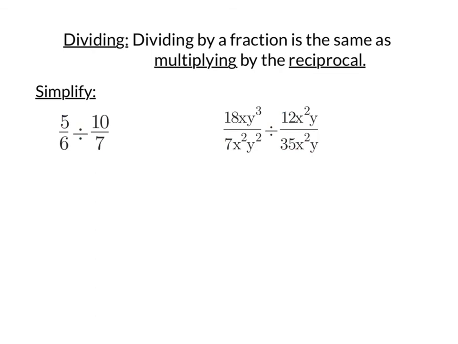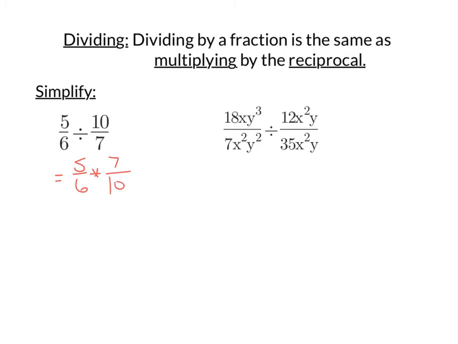When it comes to dividing rational expressions, think about what you would do if they were fractions. What we remember is that dividing by a fraction is the same as multiplying by its reciprocal. So if I started off with 5/6 divided by 10/7, I would keep the first fraction the same and multiply by the reciprocal of the second one. So it's 7 over 10.